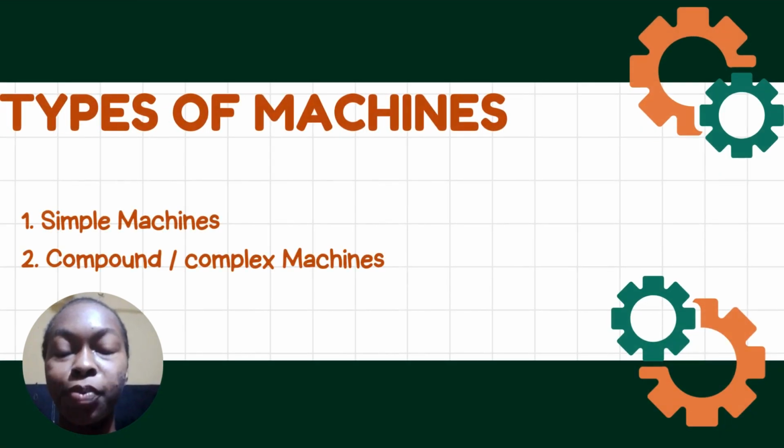Okay, we have two types of machines. We have the simple machines and the compound or complex machines. As we go forward, you will understand what both of them mean.